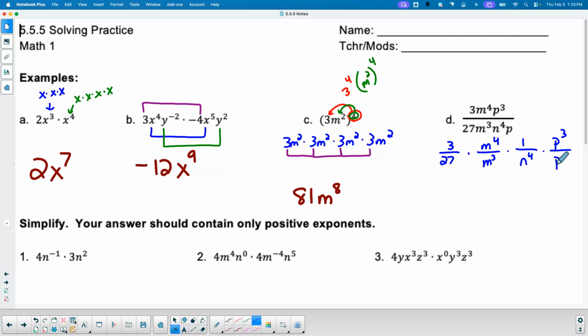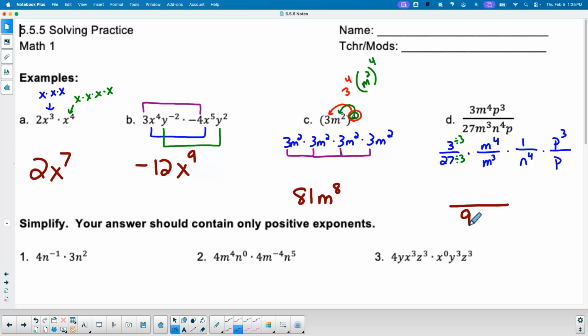3 over 27. Is there a number that goes into 3 and into 27? 7 does not go into 3. 6 doesn't. 3? 3 is the biggest one. Yep. So 3 divided by 3 is 1. 27 divided by 3 is 9. So I'm going to have a 9 on the basement of my fraction.